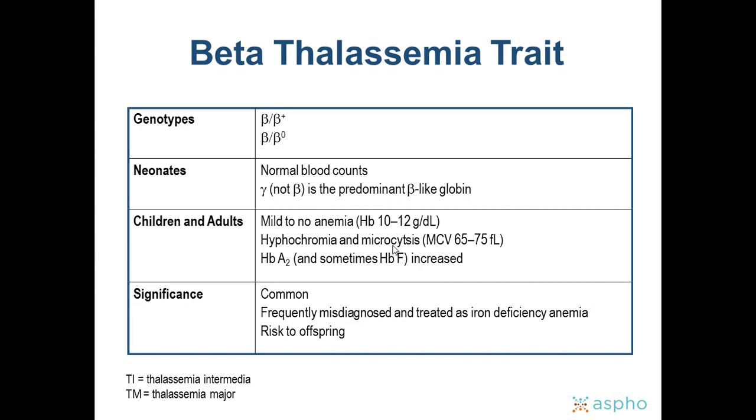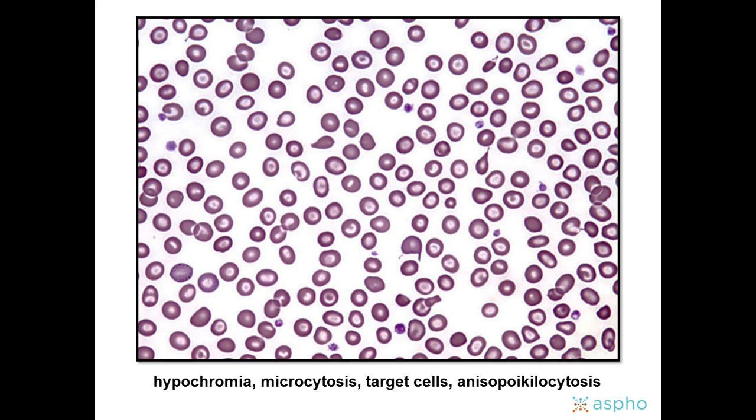hypochromic microcytic anemia. But hemoglobin A2, and I'll point this out in just a minute, is usually increased, and that's one way of making a diagnosis of inclusion of the beta thalassemias, and sometimes F is increased. This is common, again, frequently misdiagnosed and treated as iron deficiency, and of course, risk to offspring depending on whether both parents have beta thalassemia determinants or not. I could show you this for alpha thalassemia, but again, hypochromia, microcytosis, a bit more target cells here, tend to see a bit more target cells in beta thalassemia, and the thalassemic anisopoikilocytosis.